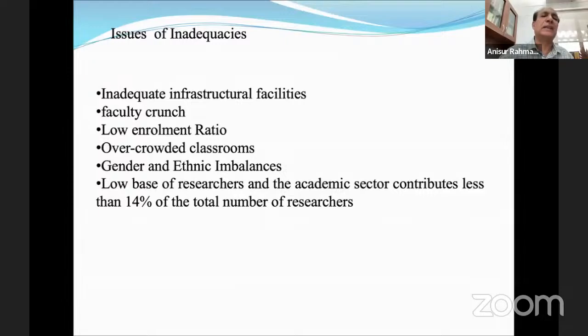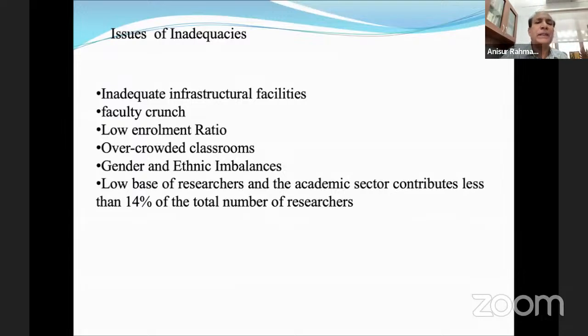There is a shortage of faculty. Faculty crunch has become a big challenge. Low enrollment ratios: how to increase the low enrollment, how to make a good enrollment ratio, and overcrowding. Gender and ethnic imbalances are there, and a low base of research. All these are the problems, and according to my understanding, these are the major problems which our higher education system is facing.